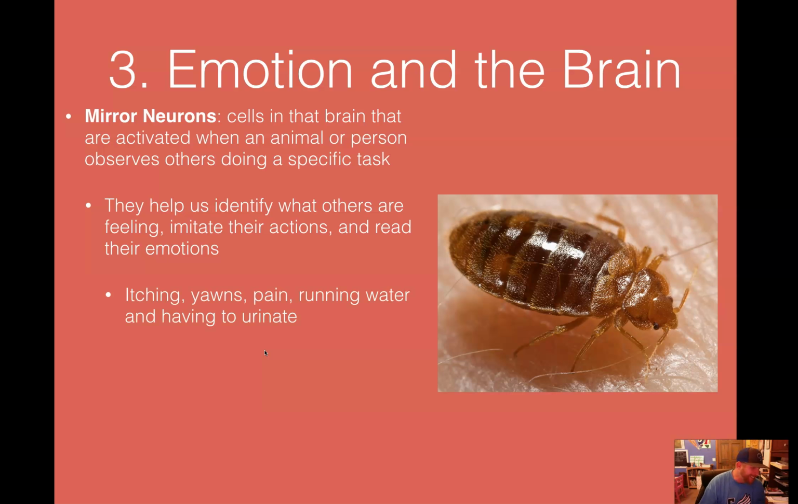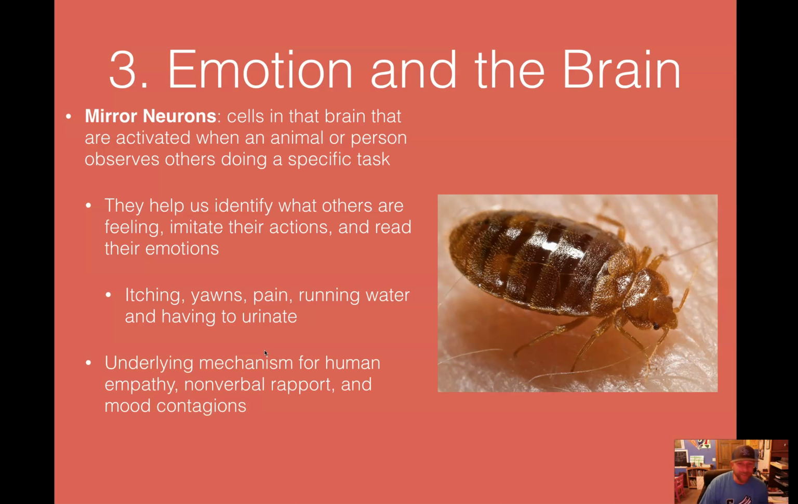Things that are contagious that we mirror: itching. If you just start scratching yourself around other people, they'll start consciously being aware of their own skin. Yawning is contagious. Pains, we can say, oh, he got hit right in the groin, and most men go, eee. Running water may give you the urge to urinate. There's an underlying mechanism for human empathy, nonverbal rapport, and mood contagion.